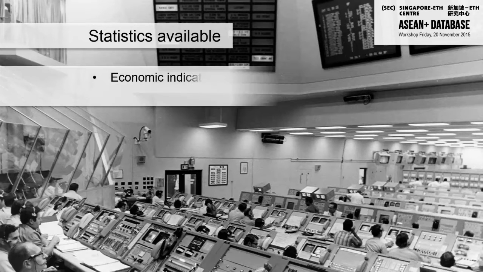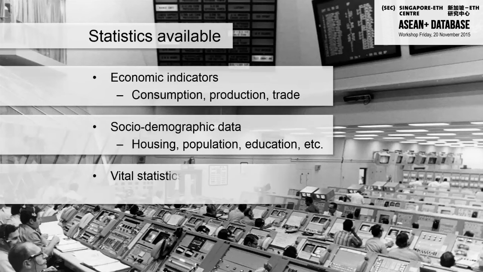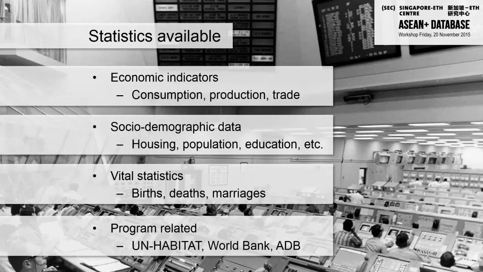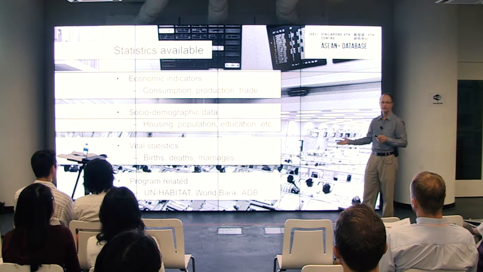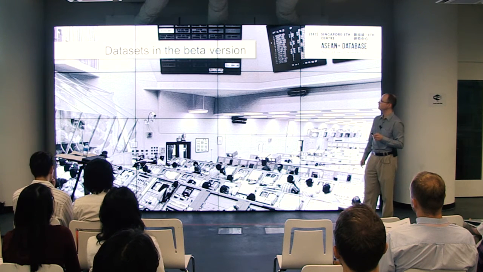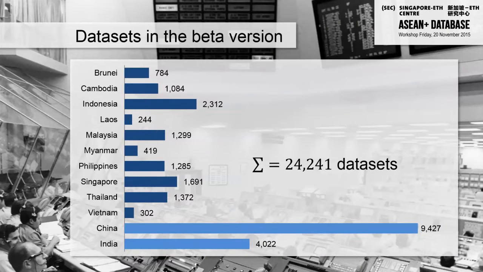And the type of statistics that's available, basically, it's the economic indicators, the socio-demographic data, some vital statistics, and then program-related statistics, something from UN Habitat, World Bank, or ADB. Now, so far we have, it's a little bit less actually than 24,000. It's maybe 18 or 15,000, I guess. We have data sets from these countries in the database. You see China has a lot because they release a lot of data about their statistical yearbooks. And some of these countries we couldn't access directly, so we spidered data from the World Bank or from ADB.